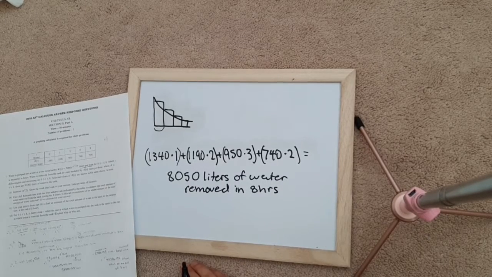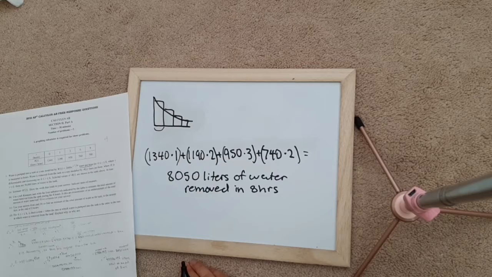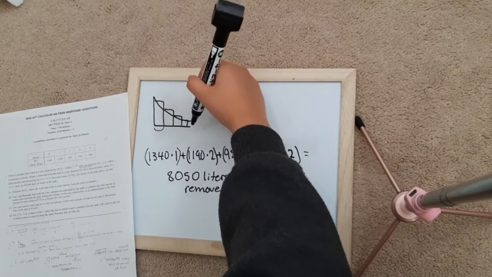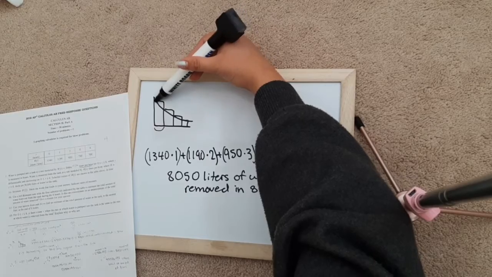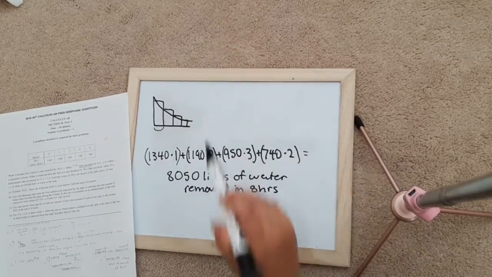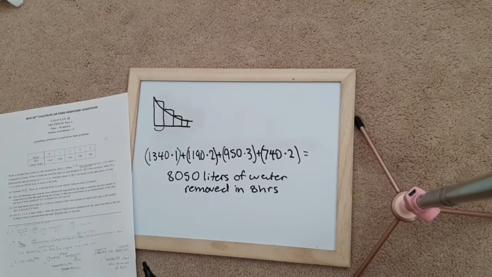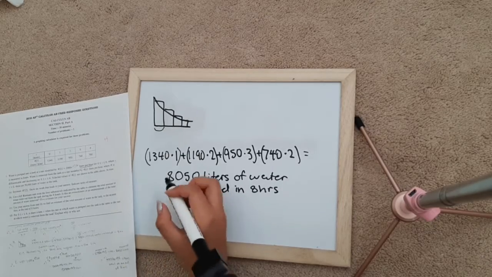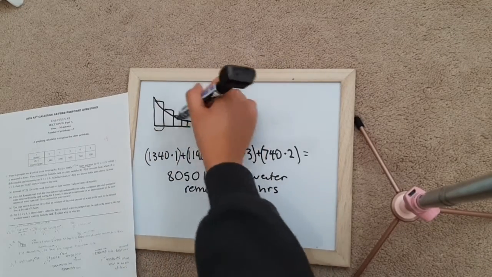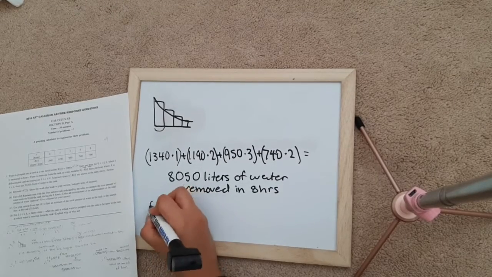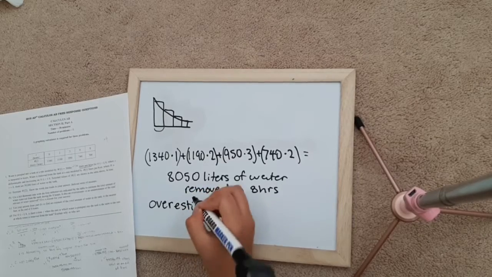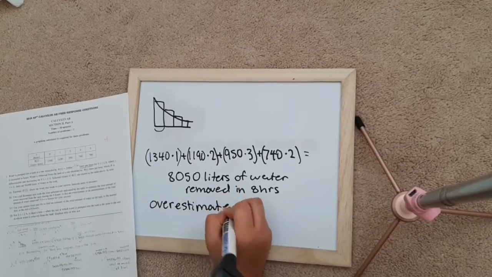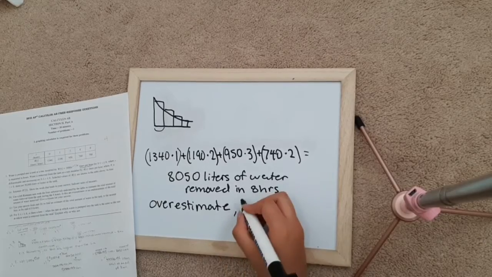And now I have to see if this is an overestimate or an underestimate. Since R is decreasing, the bars that we make are over the line. So this is an overestimate. Also, this is concave up, which is also how we know this is an overestimate. And the reason would just be R is decreasing.